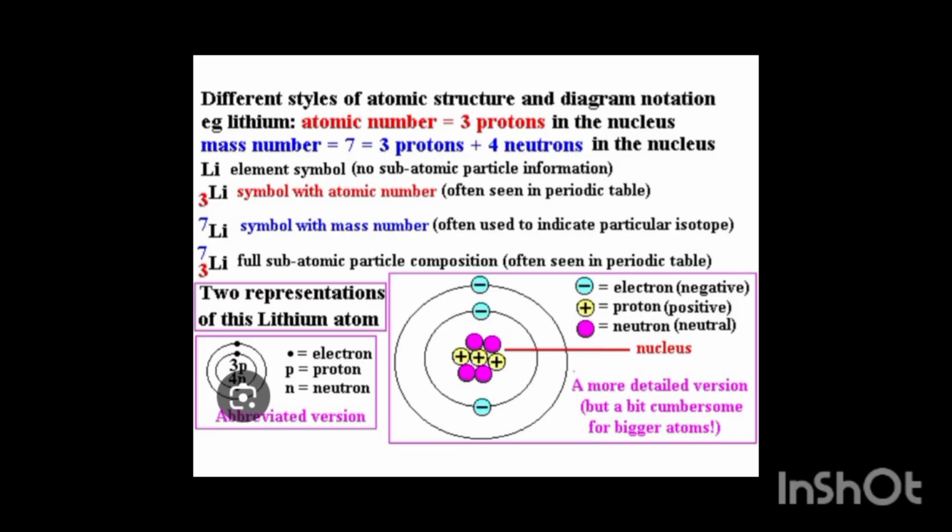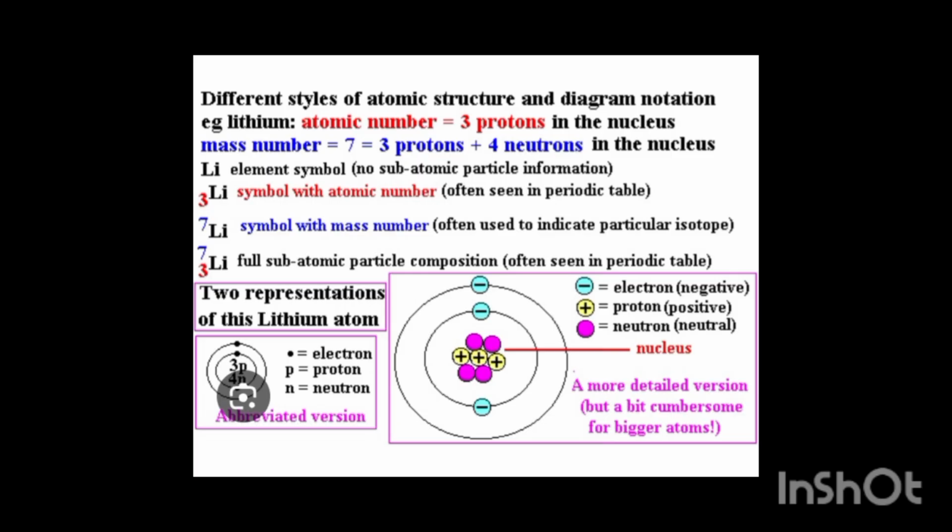Different styles of atomic structure and diagram notation: lithium, atomic number equals 3, so 3 protons in the nucleus; mass number equals 7, that is 3 protons and 4 neutrons in the nucleus. Li is the element symbol, with no subatomic particle information. Li with 3 is the symbol with atomic number, often seen in the periodic table, and Li with 7 is the symbol with mass number, often used to indicate a particular isotope. Li with 7 and 3 shows the full subatomic particle composition, containing both atomic number and atomic mass.